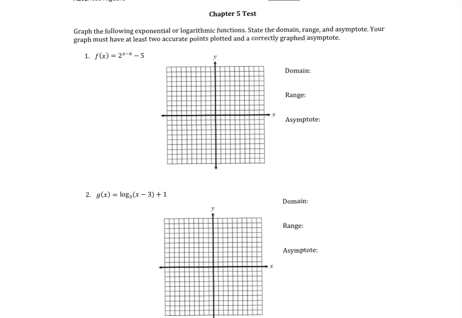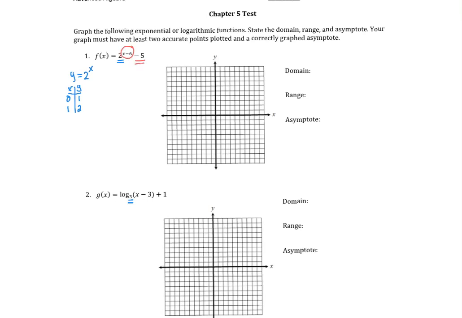So when you're graphing these, the first thing you need to pick out is your base. Right here, and on number 2, the base is 3. So think of the parent function as being 2 to the x, and I'm going to make a base table, so x's and y's. If I plug in 0, 2 to the 0 is 1, and if I plug in 1, 2 to the 1 is 2. That's my base function.